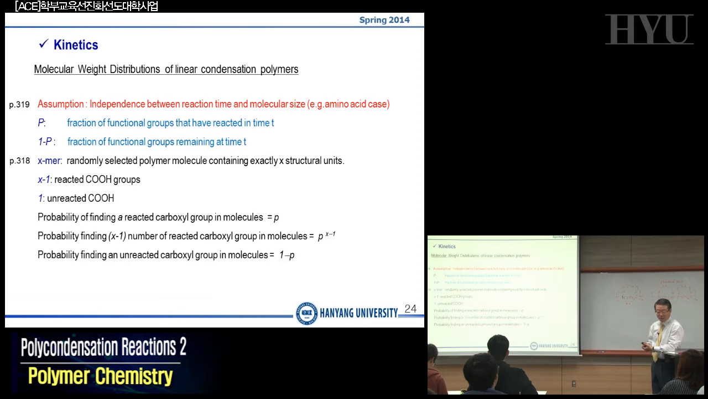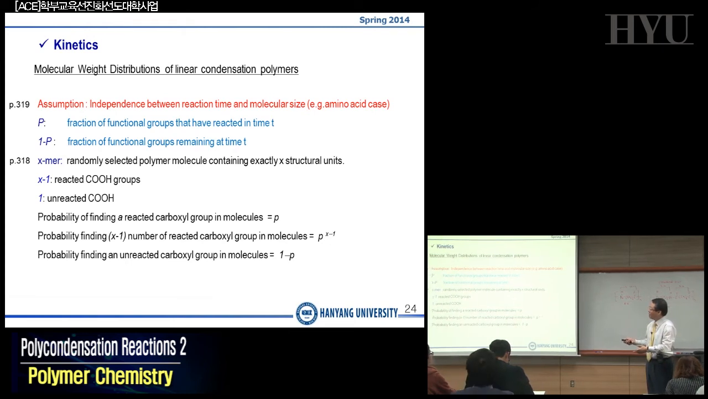So in these kinetic equations, we have to define the extent of reaction, P, as the fraction of the functional groups that have already reacted at a given time t. So P is defined as the functional groups that have reacted. 1 minus P is the probability of finding the functional groups after a given time t. So what is left in your polymerization system is 1 minus P.